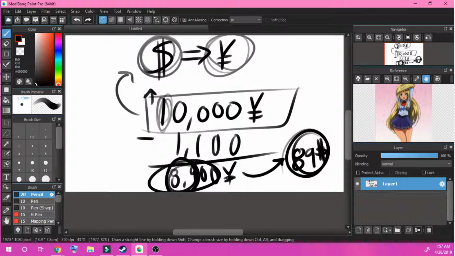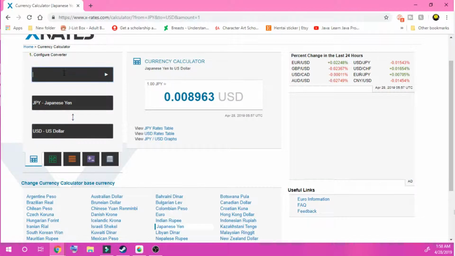So I'm going to go over here to a USD to yen calculator. And remember how I told you it'd be about 60 cents off? So let's tack on the 60 cents, making it $89.60. We want to know how much.